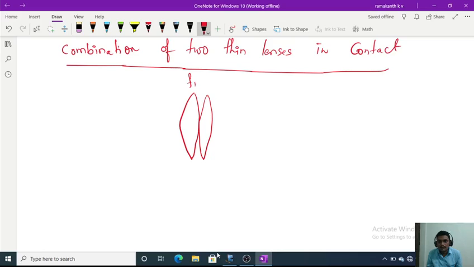So f1 and f2. These are two very thin lenses, and they have a common principal axis. L1 and L2 are the two lenses having focal lengths f1 and f2, so their refracting powers are different.